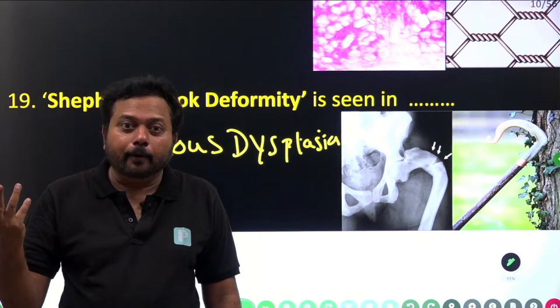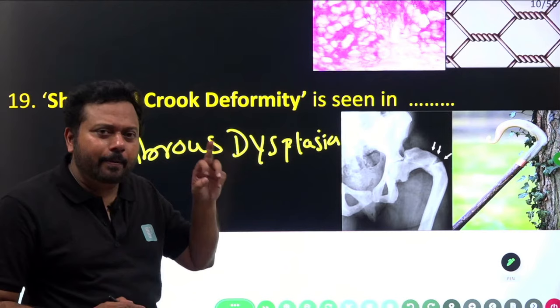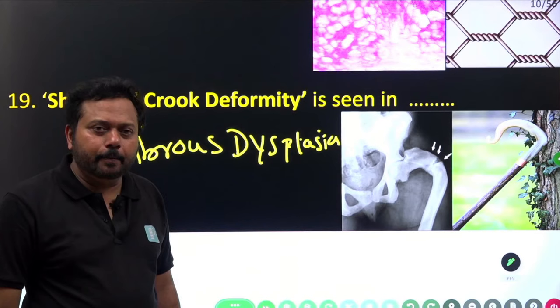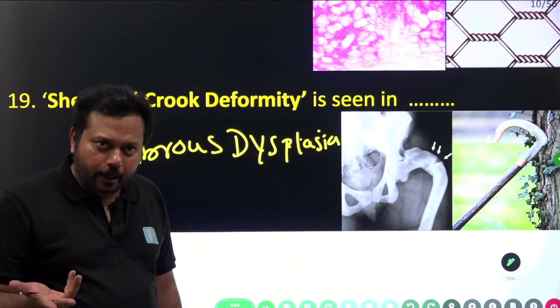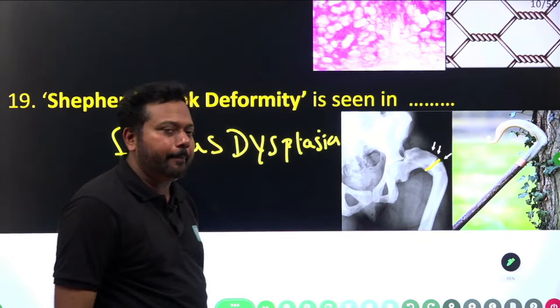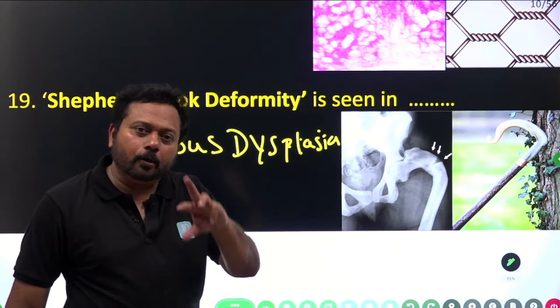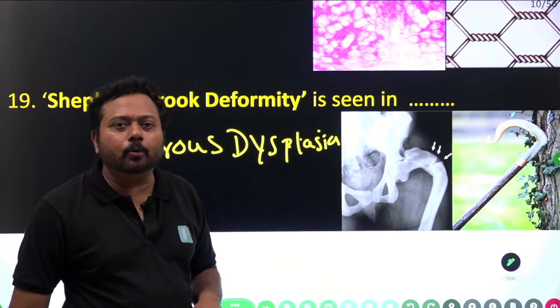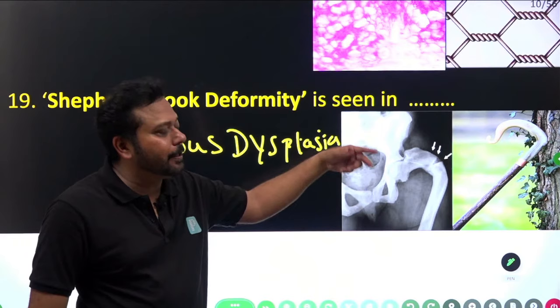So what is the problem of this shepherd? Fibrous dysplasia, the bone is a faulty bone. It is a dysplastic bone. Very frequently it will go for fractures. When a fracture happens in the upper part of the femur, usually it will unite, but unite in a crooked fashion like a shepherd crook. Usually the end result will be like this. A pathological fracture uniting in a wrong fashion like a shepherd crook. So it's called a shepherd crook deformity.